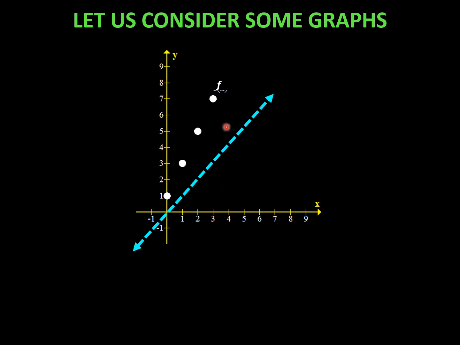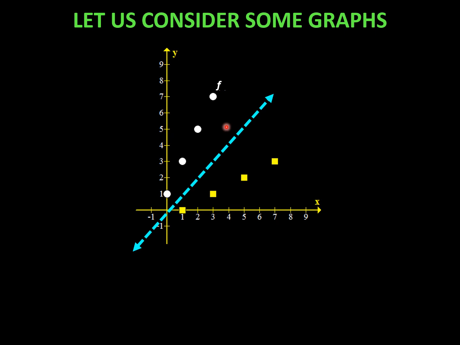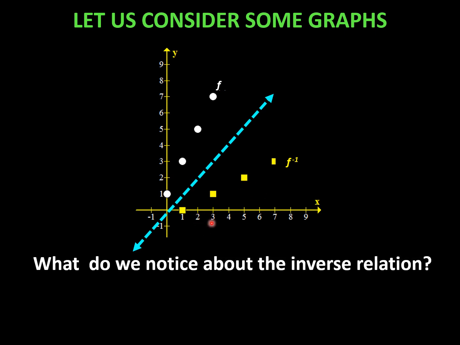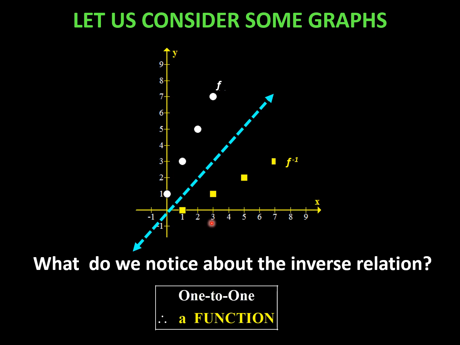So there I have (3, 7), so I'll get (7, 3). Let's plot those points. There's (7, 3), and that was (2, 5), this is (5, 2), and that was (1, 3), and this is (3, 1), and that's (0, 1), and that's (1, 0). So now, f was a function. Let's look at the inverse now. See, there's the inverse. Now we need to check the inverse: 1 y for each x. So the inverse is also representing a function. It's 1 to 1, so it also represents a function.